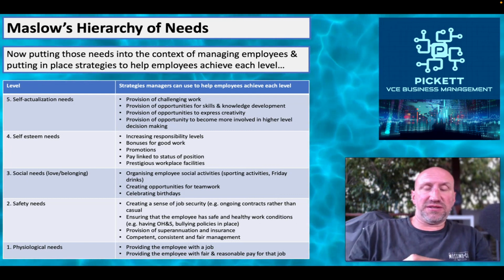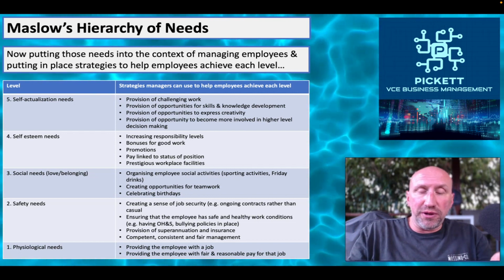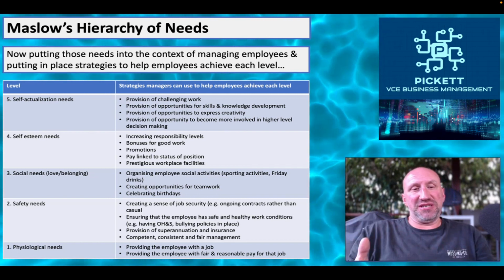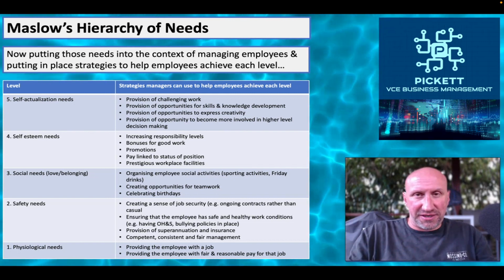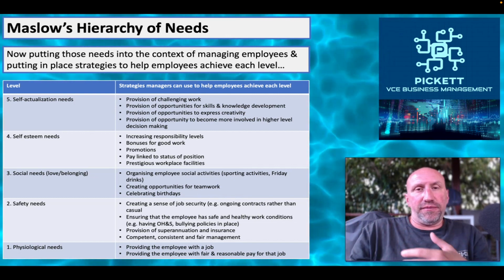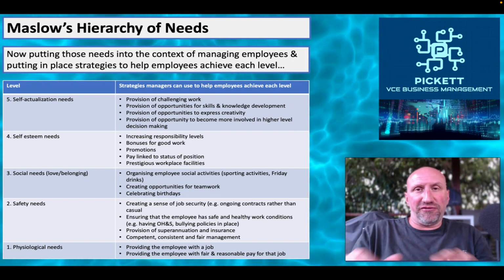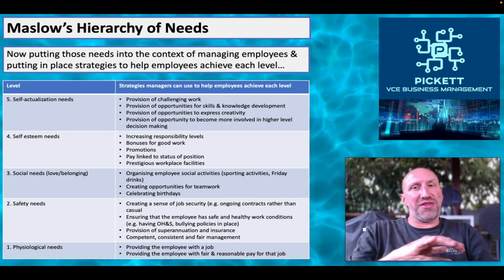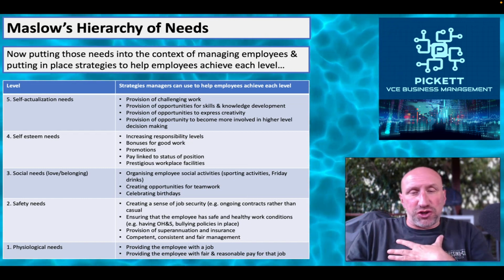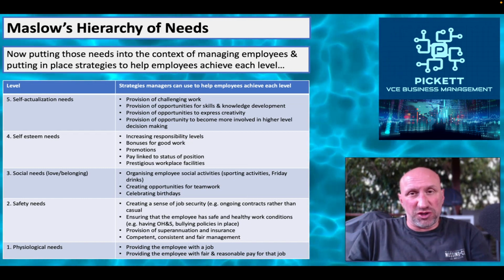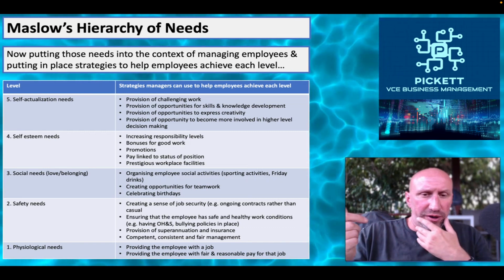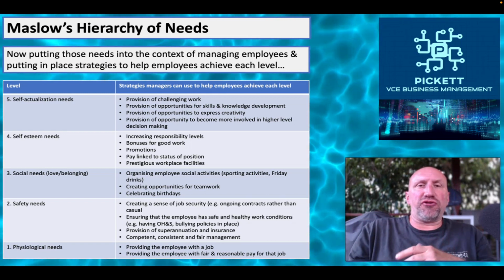In a business context, that's basically providing employees with a job which provides them with fair and reasonable pay. So in a business context, that is what you need to do to satisfy that level of motivation for your employees. Now, once that has been met, and again, this does make sense if you think about it. If I have a job and I'm paid enough, what's the next thing I'm thinking about that I want to get out of my work? Safety, creating a sense of job security.